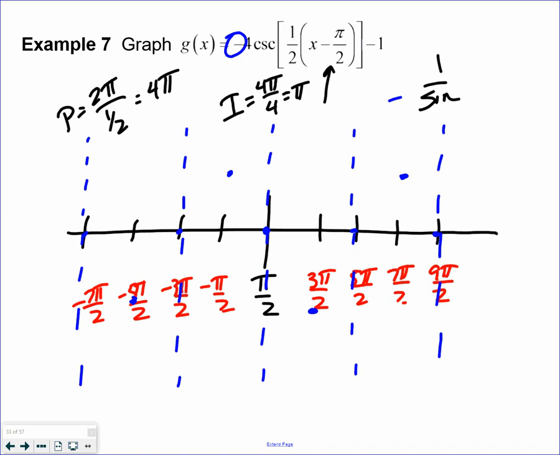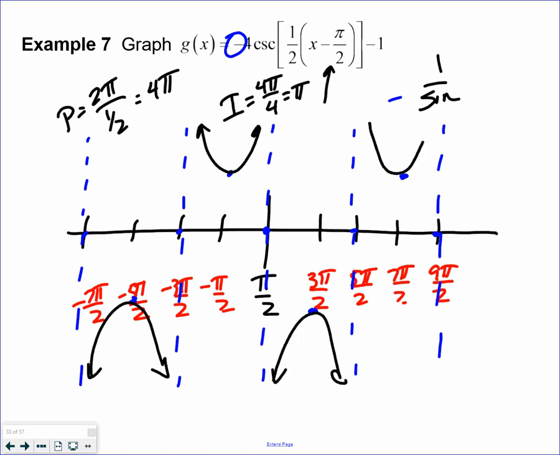Cosecant curves go away from the midline. So it touches the underlying curve and goes away. It touches the underlying curve and goes away along the asymptotes.